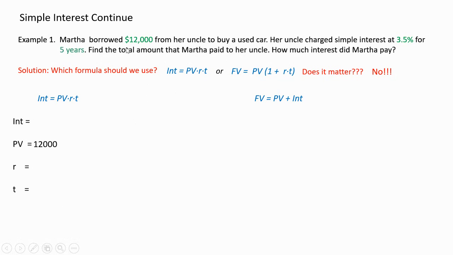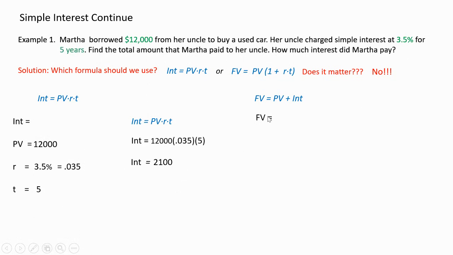So we start off with our present value, which is 12,000. My interest rate is the one with a percent symbol, which is 3.5. And we've got to drop the symbol and move the decimal point 2 places to the left. And the time is 5 years, so it's going to be 5. So all we do is plug into the formula. There's my present value, there's my interest rate, and there's my time, 5. So you put it in the calculator, and we get $2,100.